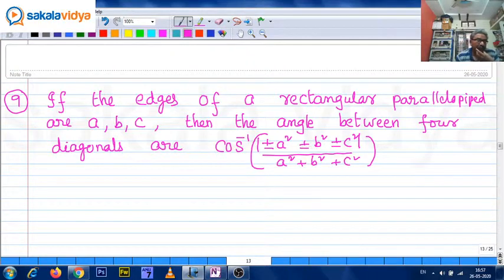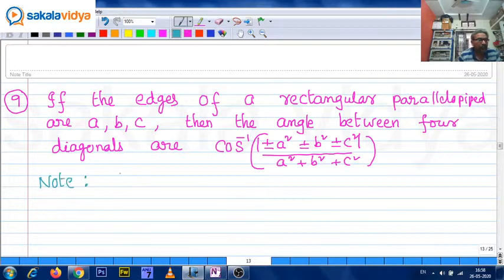Here one important thing we need to remember: in plus or minus a square plus or minus b square plus or minus c square, we need not take plus-minus at a time. That means in the numerator all the three signs are positive or negative. We should not consider plus-minus. You remember, that's a very important note.